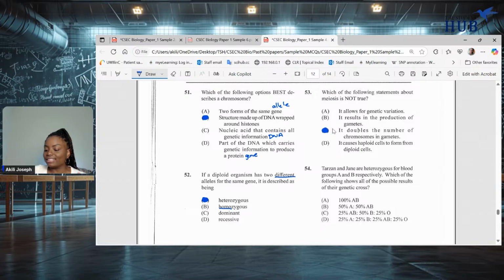54. Tarzan and Jane are heterozygous for blood groups A and B respectively. Which of the following shows all the possible results of their genetic cross? So if they're heterozygous, that means Tarzan is AO and Jane is BO, right? So when you work out all possibilities, you would have A, B, AB, and O. So D is going to be the correct answer for 54.